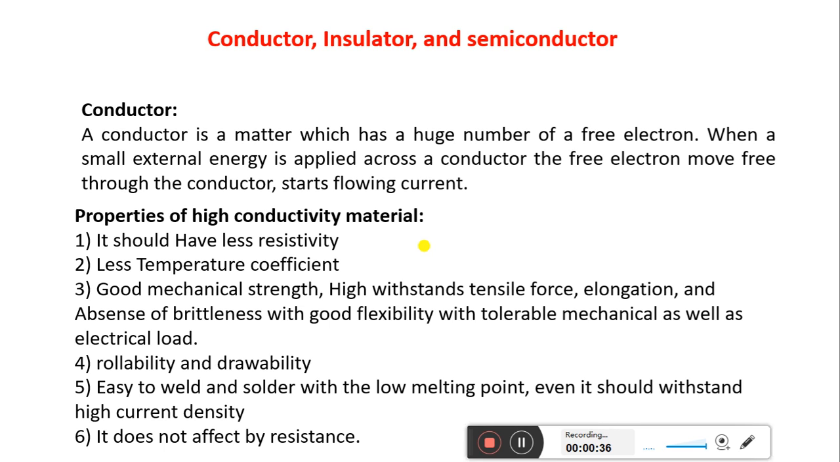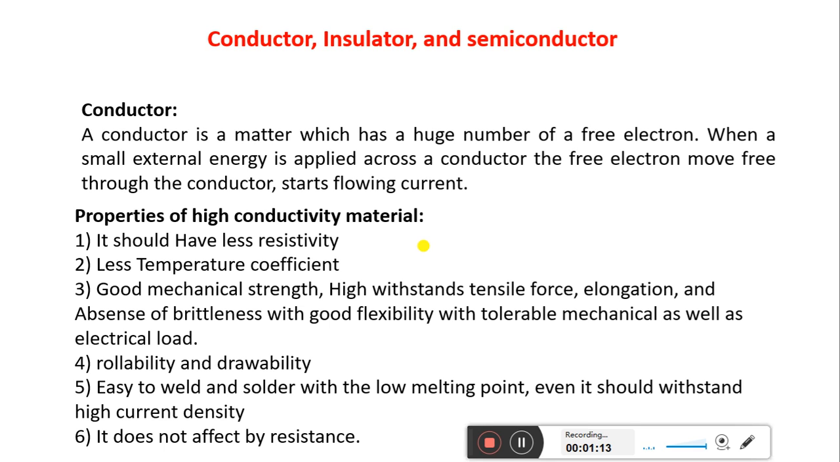When a small external energy is applied across a conductor, the free electrons move freely through the conductor and start flowing current. As we know, in the case of metallic conductors, they are highly conductive because there exists a huge number of free electrons. As soon as they get thermal energy or heat energy, they start moving here and there. That's why they are highly conductive.